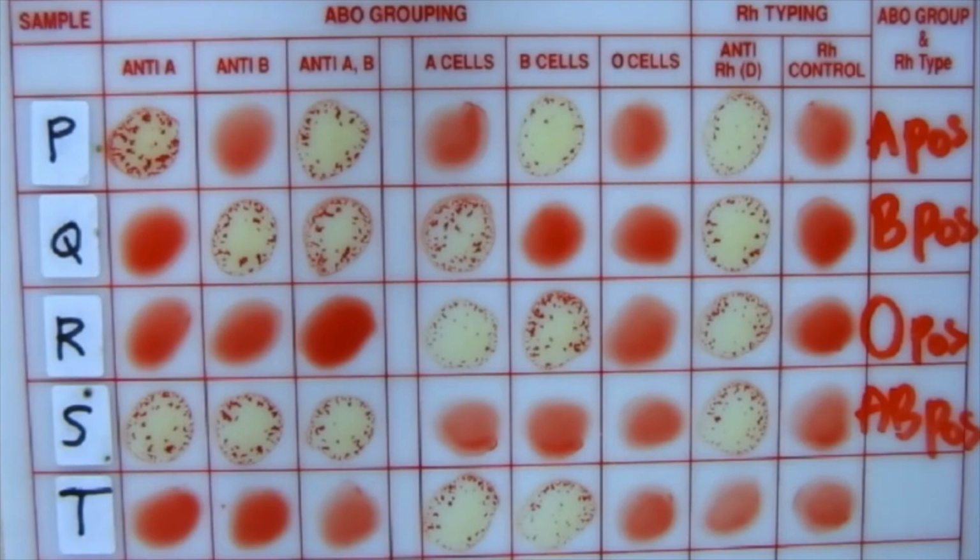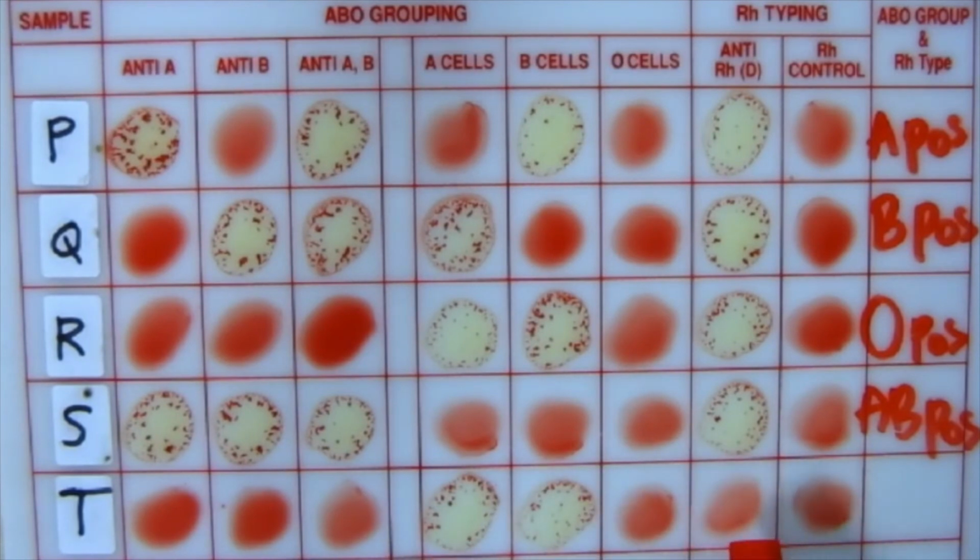Okay. So last but not least, patient T. Patient T, there is no reaction with anti-A, anti-B, and anti-AB, meaning to say there is no presence of antigen A or B on the surface cell, but they're having the antibody A and antibody B, because you can see it shows agglutination here. There is reaction here, right?